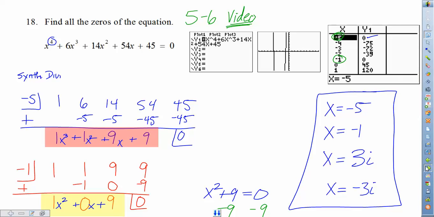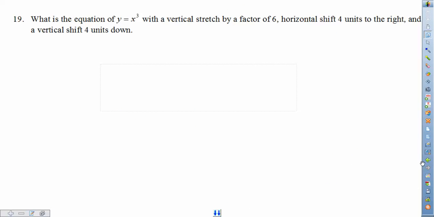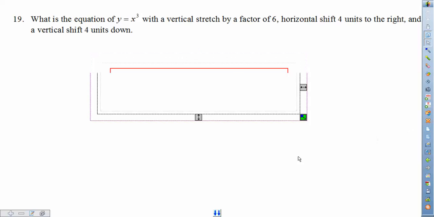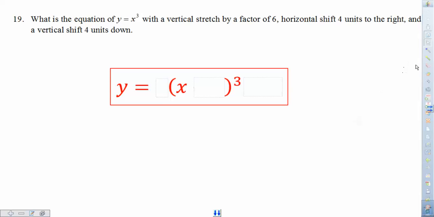Let's take a look at the final problem. This one here comes from 5-9. If I wanted to take the parent function x to the 3rd, and let's do a vertical stretch by a factor of 6, a horizontal shift 4 to the right, and a vertical shift of 4 units down, absolutely no different from any of the other lessons we've done in the first trimester. In other words, do you know what number should go right there in that first spot?